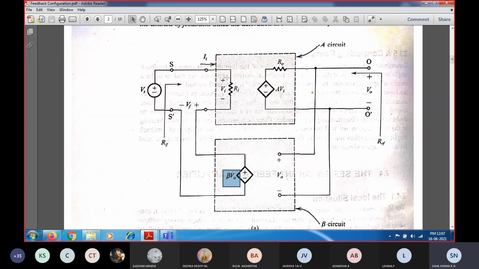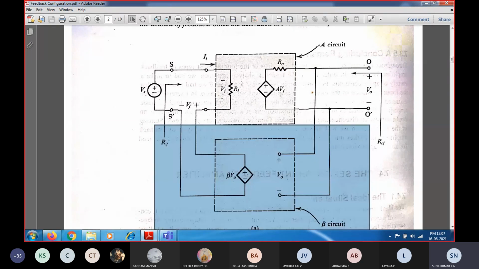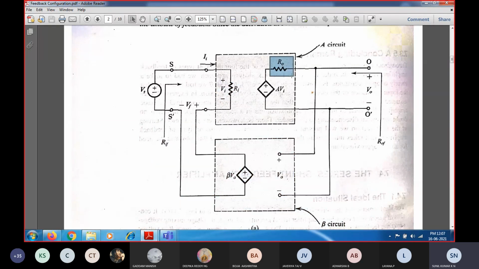This is the series-shunt amplifier. In this, you can see Ri corresponds to the input resistance of the amplifier, and R naught corresponds to the output resistance of the amplifier. So without the feedback network, this will be the input impedance as well as the output impedance of the amplifier respectively, on the input side as well as the output side.